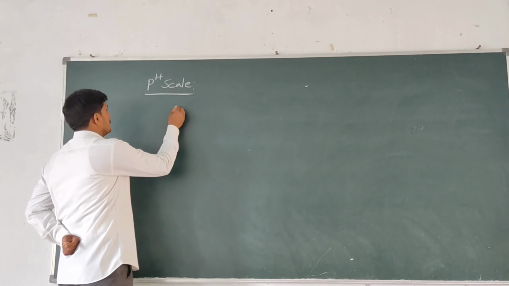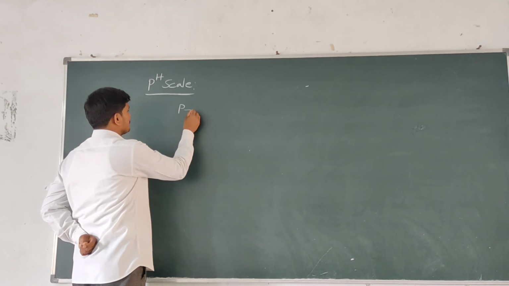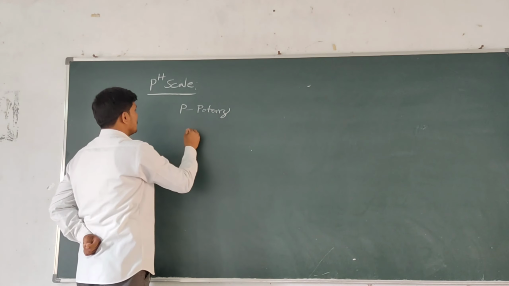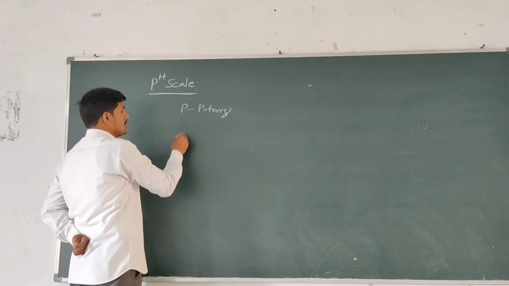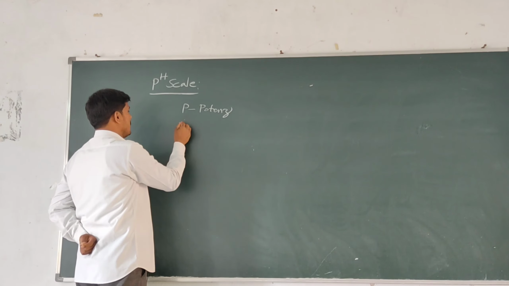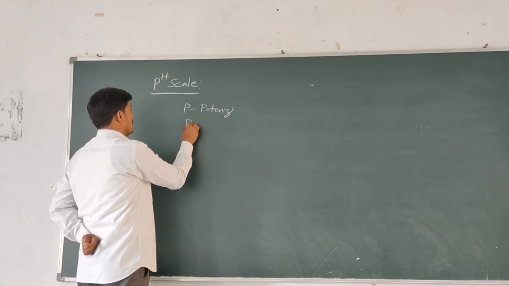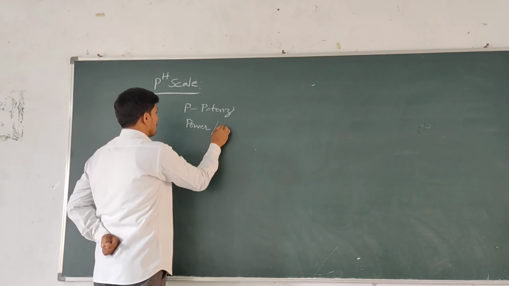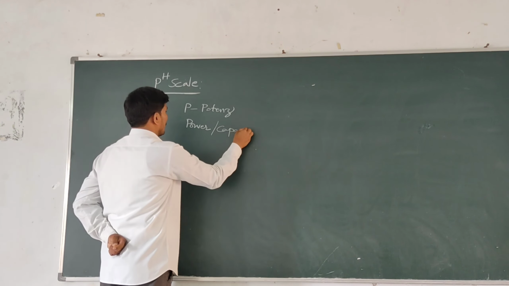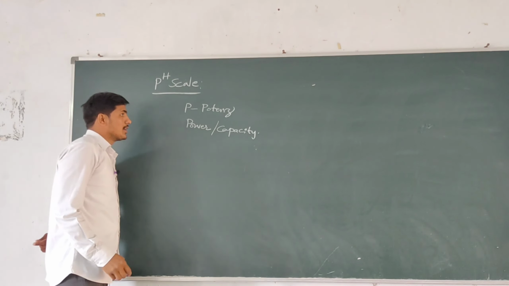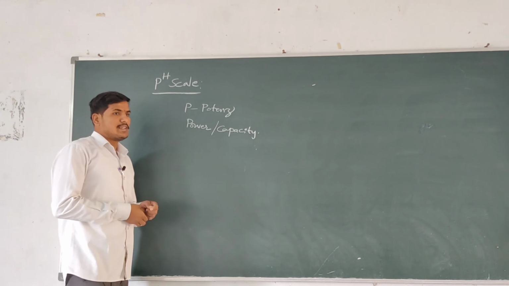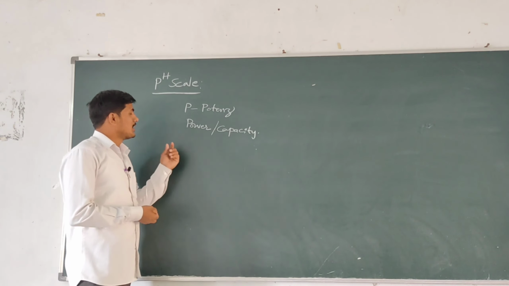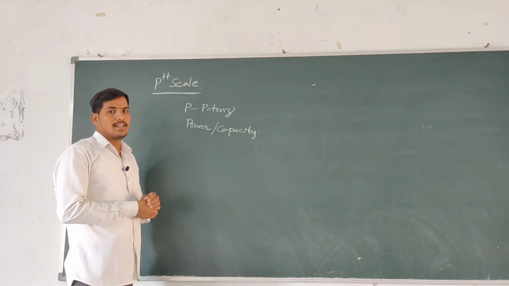Here in pH, P means potential. In the German language, potential means power or capacity. The pH value is a simple number which indicates whether a substance or a solution is acidic or basic in nature.